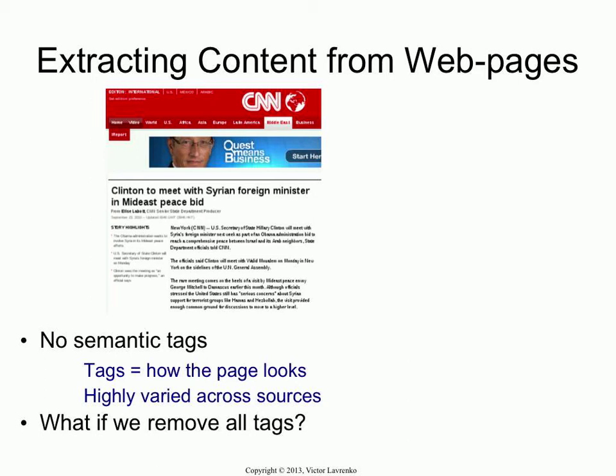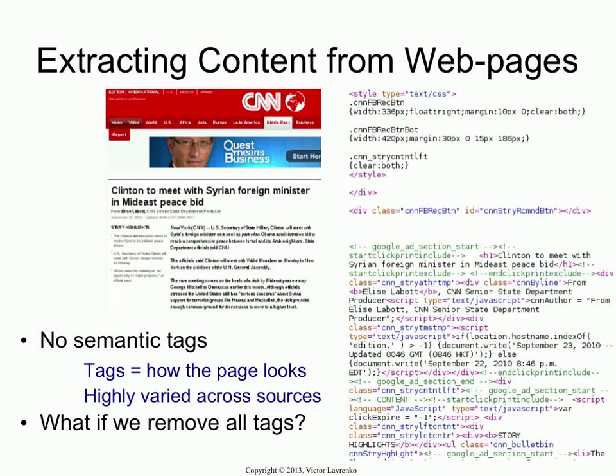So here's a really nice looking CNN page with a news story. And if you're a crawler, what you want out of it is this chunk right there, right? So you want the content of the news story, and you want maybe to grab the title and the author and the publication time, right? Here's what this page looks like in HTML, right?